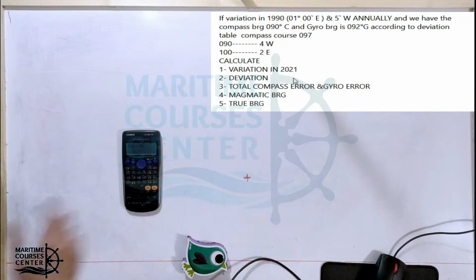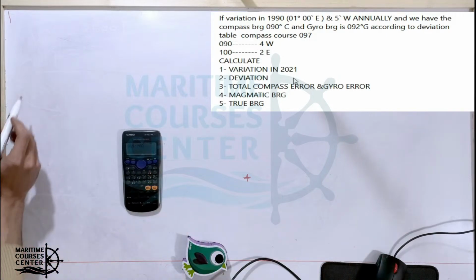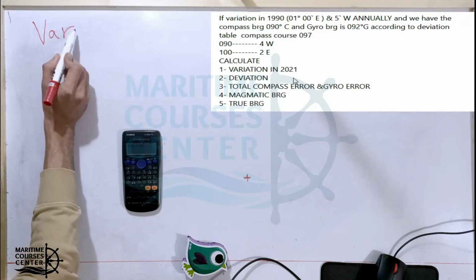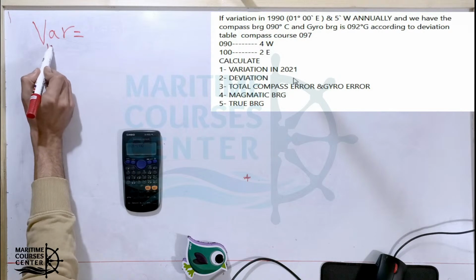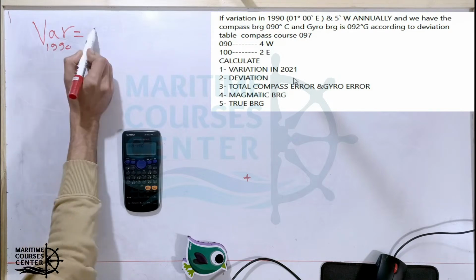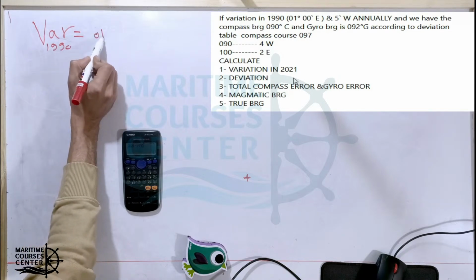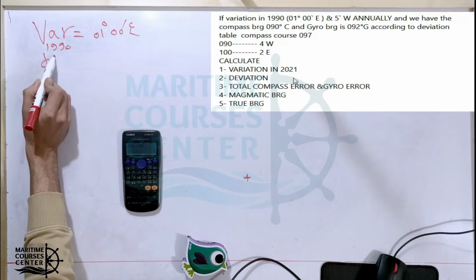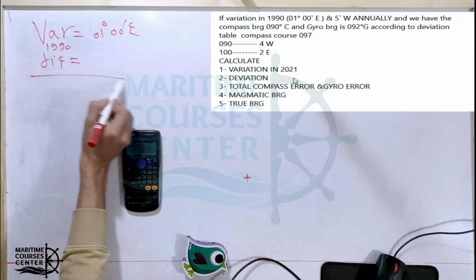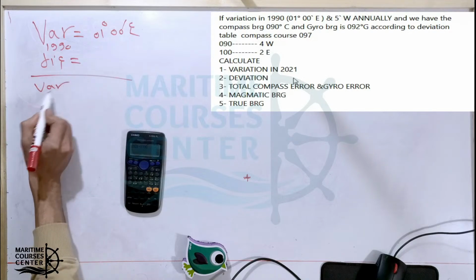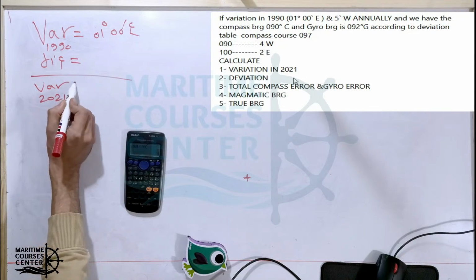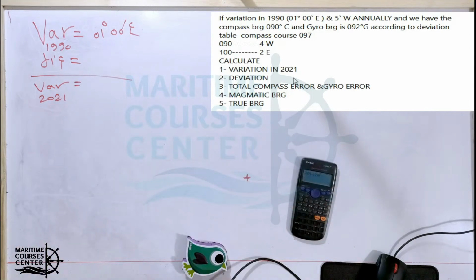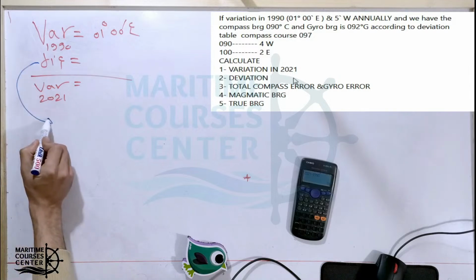Okay, so right now what I'm going to do, I'm going to calculate the variation. So first I'm going to write it here. Variation in 1990 is equal 01 degree 00 minute east, and here is the difference, and we want to calculate the variation in 2021. So what I'm going to do right now, I'm going to calculate the difference.